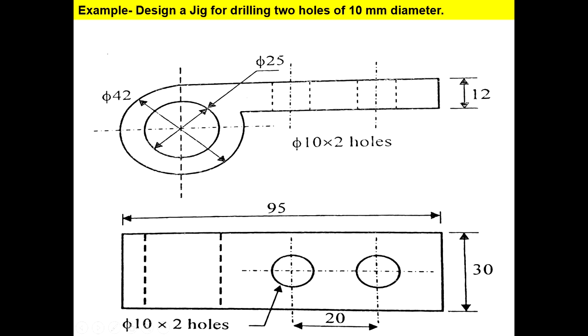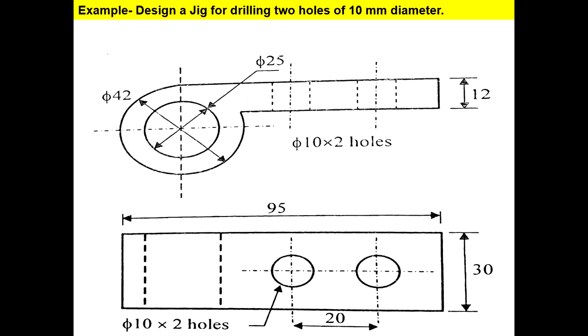No doubt we have to restrict all the degrees of freedom whenever we are designing for locating and clamping. So you have to provide the proper locating system and you have to provide the clamping system also, depending on your machining point, where you have to actually perform the machining. Now let us see how to design a jig and fixture.